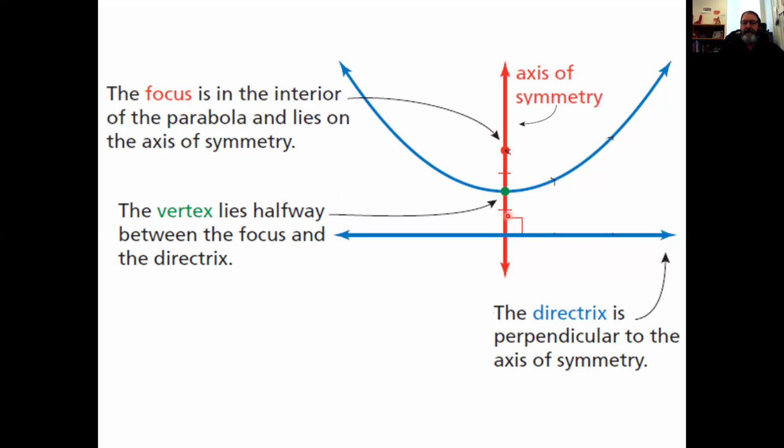You'll notice the little hash marks right here. Of course, you remember from your geometry days that those indicate congruent line segments. So this segment is the same length as this segment. Why? Because the vertex cuts this segment in half. It is the midpoint, a bisecting point of the line segment that runs from the focus down to the intersection point of the directrix and the axis of symmetry. So you see I've highlighted those there.